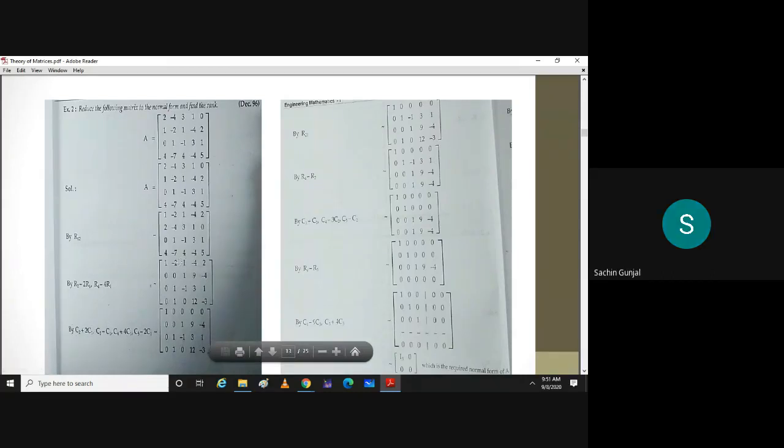C2 plus 2 times C1, so here you will get 0. Then C3 minus C1, you will get 0. Then C4 plus 4 times C1, you will get 0 here. And C5 minus 2 times C1, you will get 0 here. Fine. So can you see the resulting matrix here at the end? Yes, sir. Fine. So here 1, 0, 0, 0, 0. Then the second row is 0, 0, 1, 9, minus 4. Then the third row is 0, 1, minus 1, 3, 1. And the last row is 0, 1, 0, 12, minus 3.